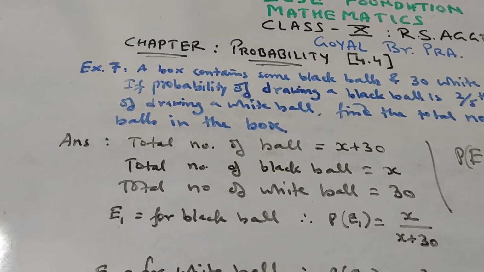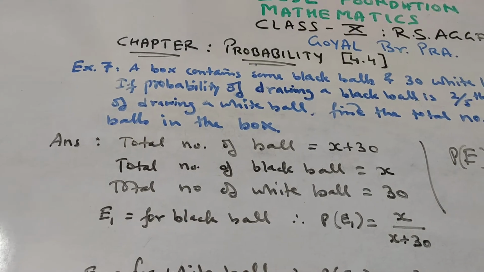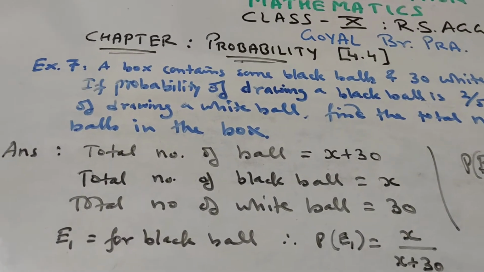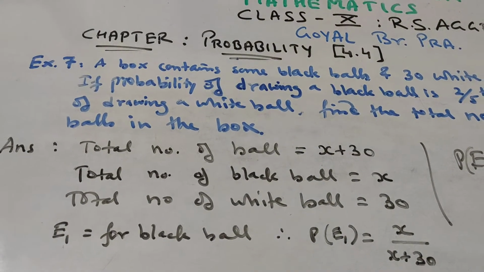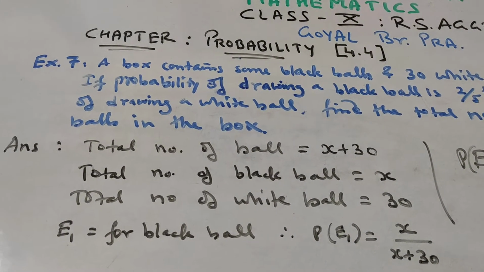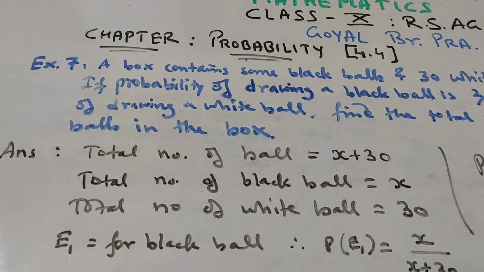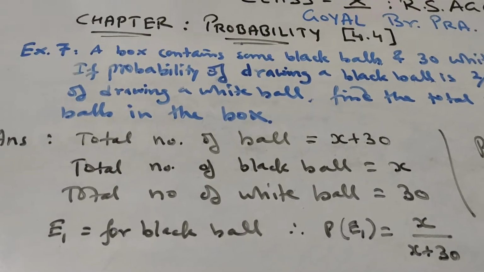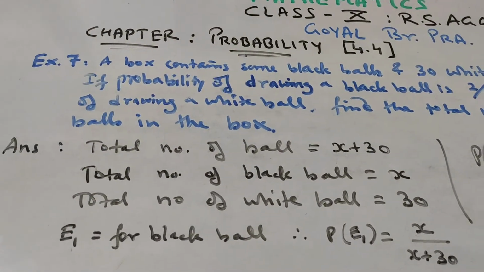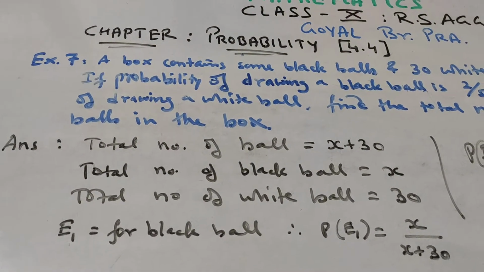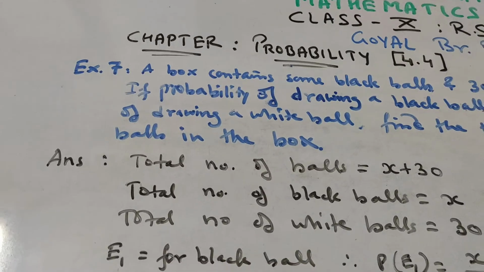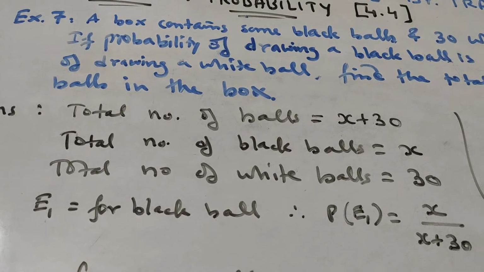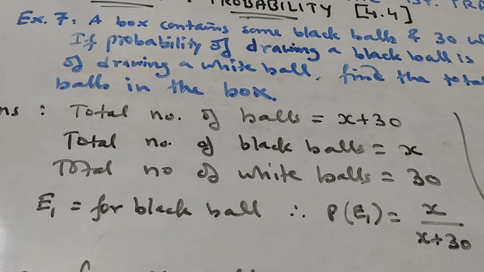So we don't know how many black balls there are, therefore we also don't know the total number of balls in the box. So let us write the total number of balls as x plus 30. Why x plus 30? x stands for the total number of black balls and 30 stands for the total number of white balls. So the total number of balls in the box is x plus 30.